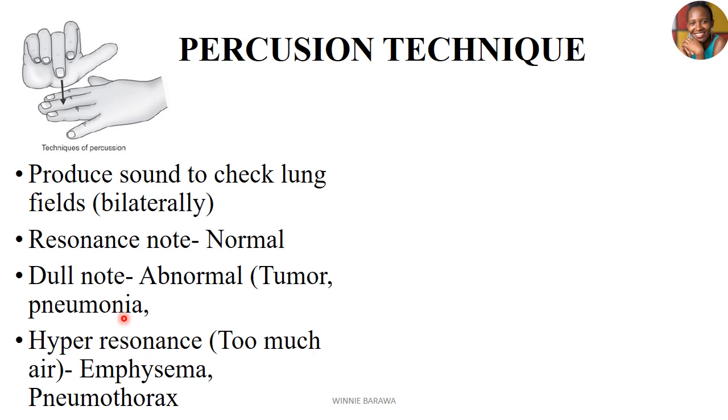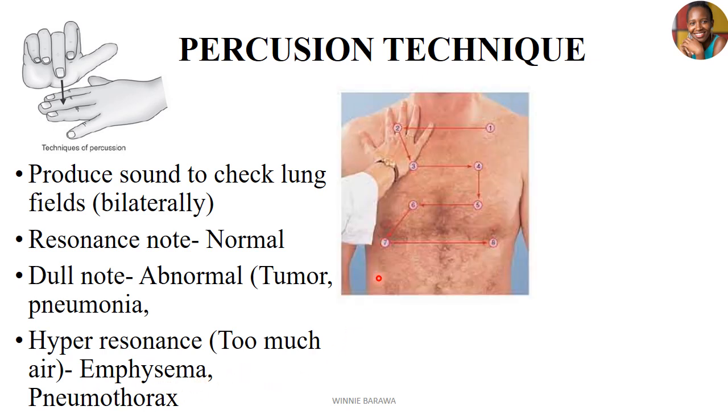Now we've said that a resonance note means a normal field. But you need to know hyperresonance, which means too much air is available in the fields, and could be indicative of illnesses like emphysema and pneumothorax. But now, how do we percuss our patient?